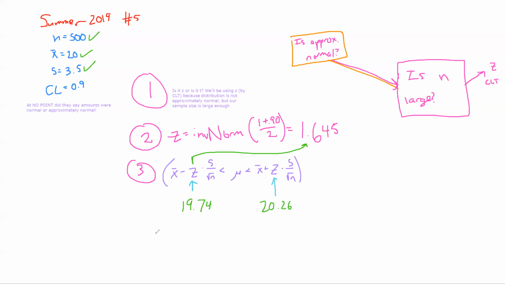You're not being asked to draw a conclusion the same way we were for part B of the previous question. They just wanted to know what the endpoints were. That's it. Okay, let's move on, we're going to do a 1 proportion now.